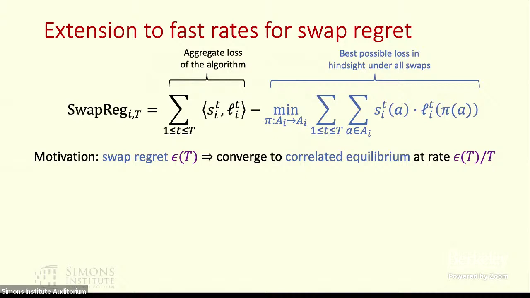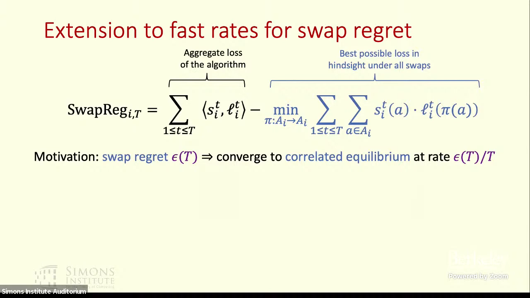Roughly speaking, it's similar to regret, but the comparative term shown in blue is a little bit different. We're now taking a minimum over all functions pi from the action set of agent i to itself. We're going to call such a function a swap function. We're going to look at the aggregate loss in all T rounds of the following. Consider any round where agent i plays any action a. We're going to consider the loss of that agent if instead they played action pi of a in that same round. And we do this for all rounds and all actions. And taking the minimum over all possible swap functions where they swap from one action to another gives us this blue comparative term, and that defines the swap regret.